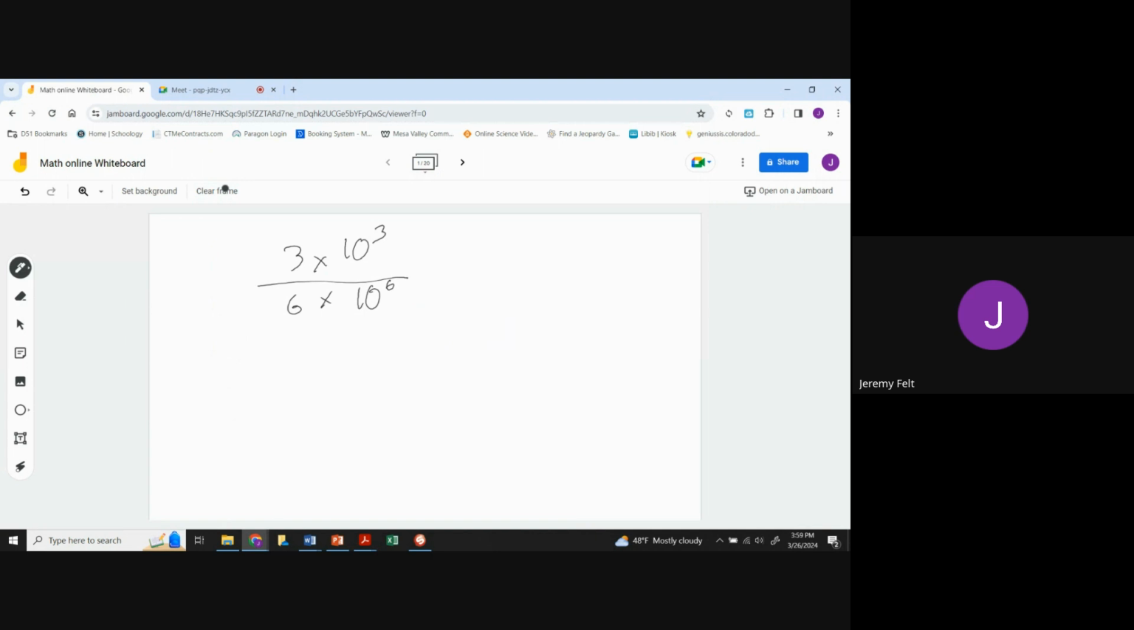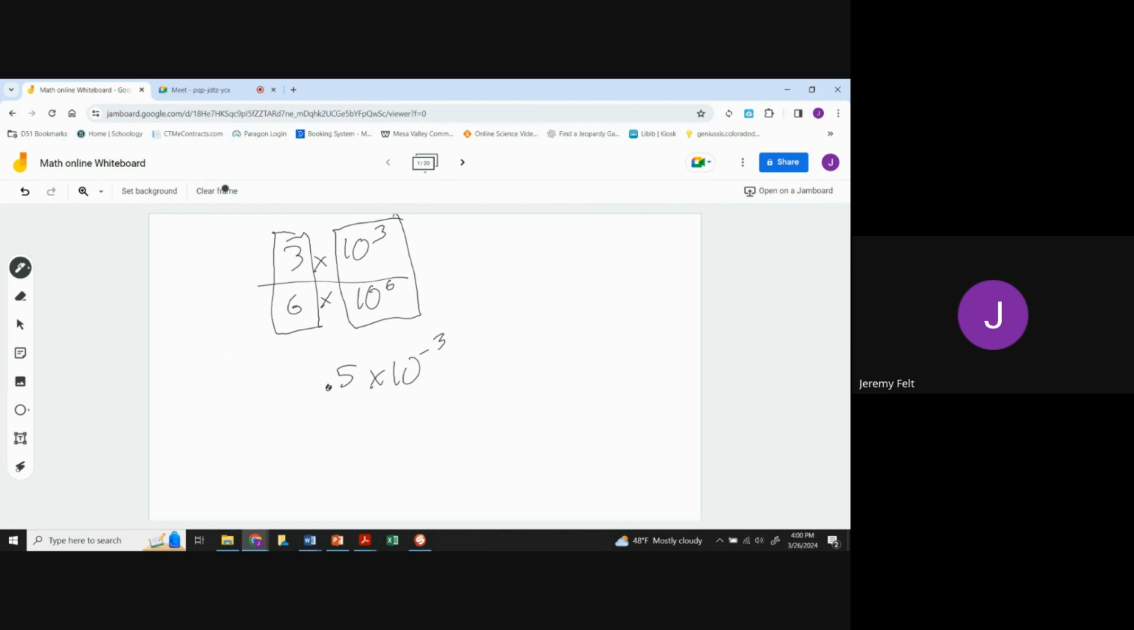Since this is just a big number and we're multiplying, and this is a big number that we're multiplying, or sometimes it'll be a small number, but we can look at our coefficients and reduce those. So 3 divided by 6, that's 1/2, or we'll call it 0.5 since we know scientific notation, we work with decimals. Then we look over here, 10 cubed divided by 10 to the power of 6, 3 minus 6 is actually negative 3.